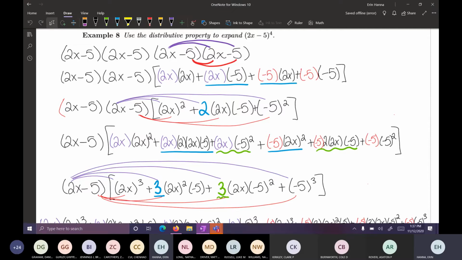Here in the middle is where things get a little sketchy now. But notice the thing underlined in blue has 2 2x's and 1 -5 and a 2, and the other thing that's underlined in blue has 2 2x's because it's 2x squared and a -5.